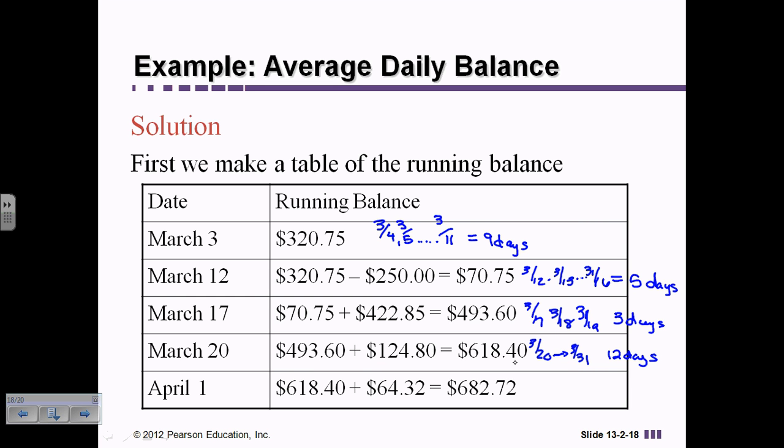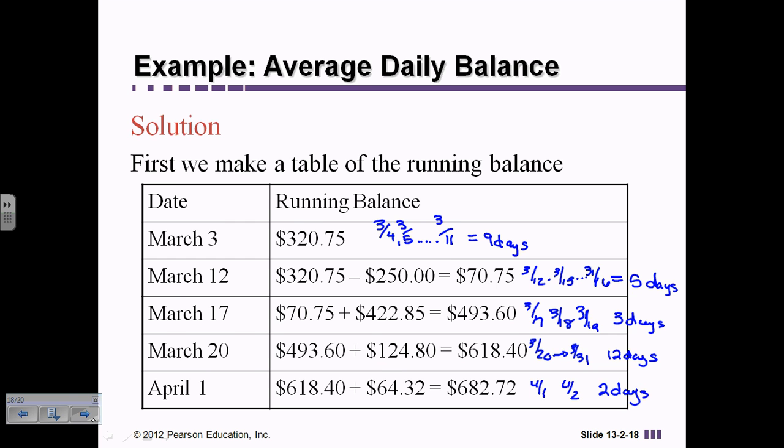On April 1st, I make another purchase and it becomes $682.72. So on April 1st and April 2nd, which is 2 days, my balance is $682.72. Because if you look back at the directions, it tells you that the billing cycle ends or begins on April 3rd. So you only count April 1st and April 2nd for this $682.72.